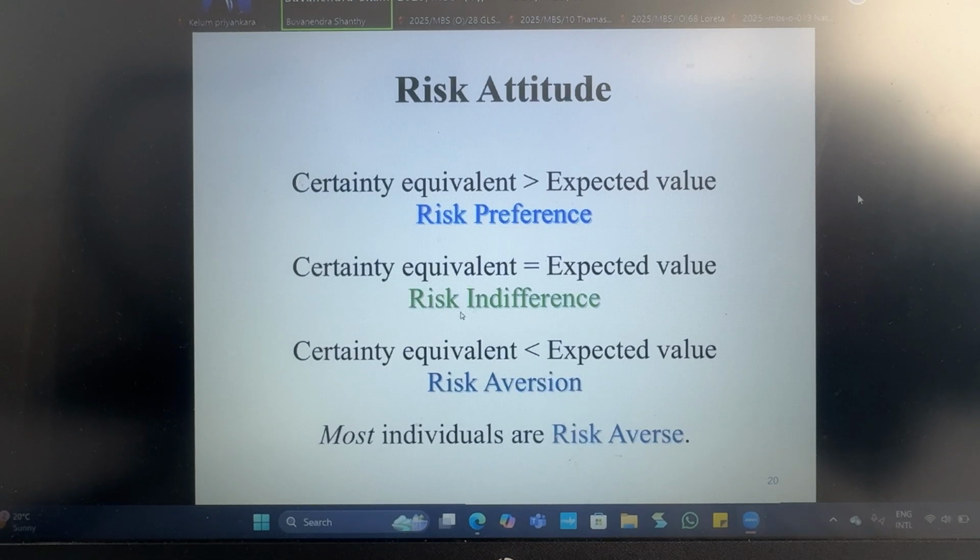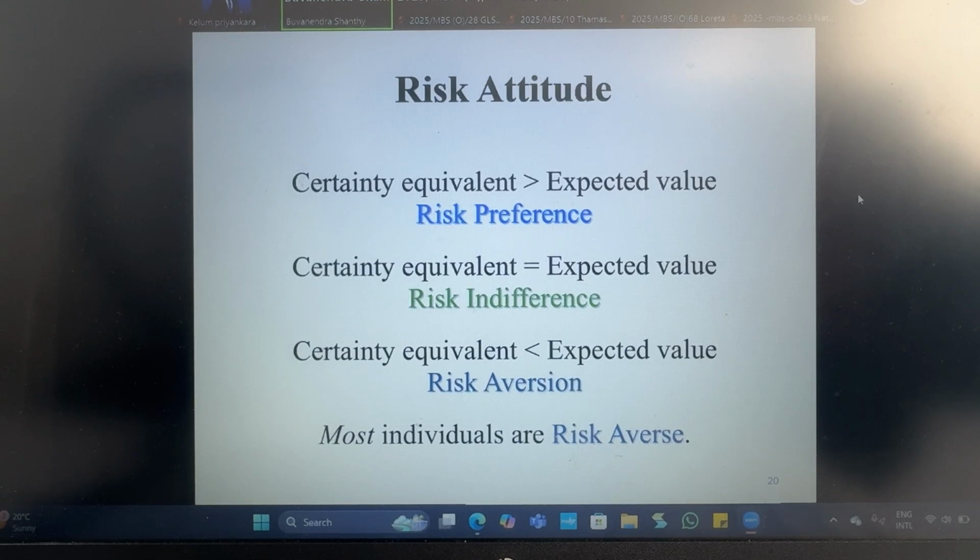Then for risk indifferent people, the values are equal. As explained, at a particular point in time the expected value and the certainty equivalent value are equal. For risk averse people, they don't want to take risk, so their certainty equivalent value is always lesser compared to the expected value. They avoid the risk; they have that attitude.